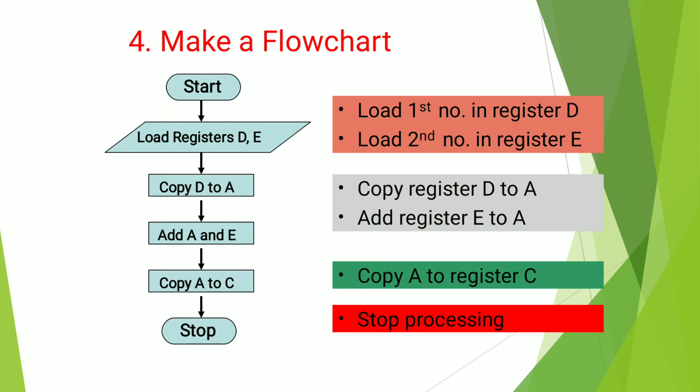Now make a flowchart. First start the program, then load registers D and E. First number in the D register, second number in the E register. Now we have to move the first number into the accumulator, so copy D to A. D data is copied to the accumulator. Now add the accumulator content and register E content. Now copy the result into the C register according to the program. Now stop the program.